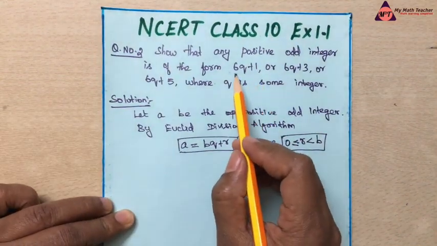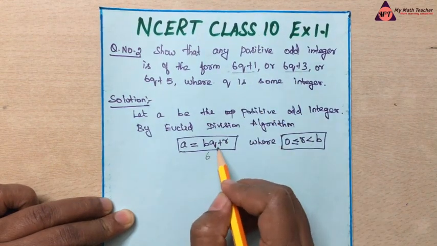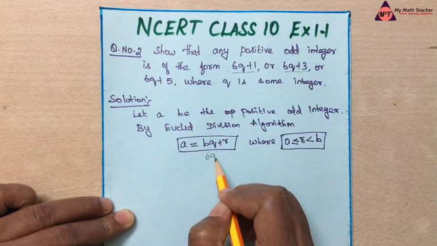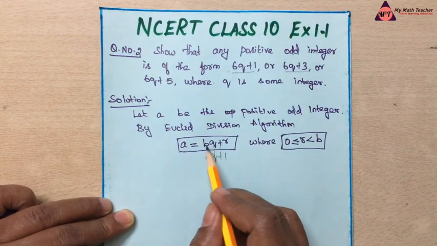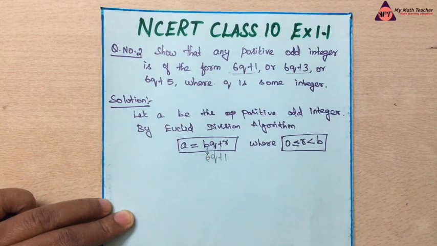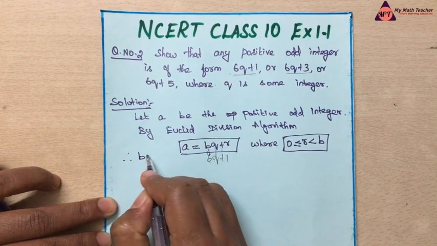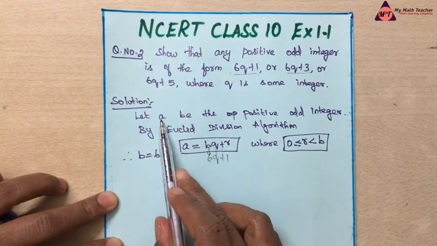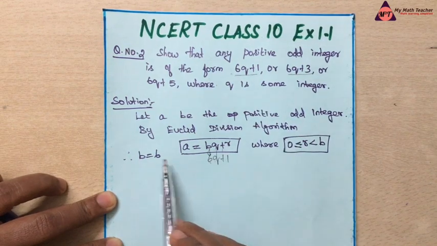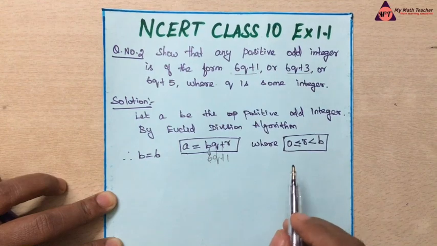Observe here. These forms given here, so it's similar to bq plus r. So 6q plus 1. When you compare 6q plus 1 with this bq plus r, we can say that in the place of b, the value given is 6. So therefore, b value is taken as 6. Now we have assumed a as the positive odd integer, b is equal to 6. With this information, we can find r also.